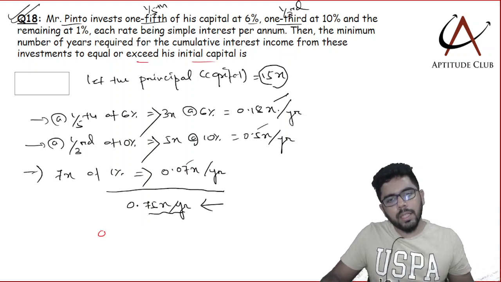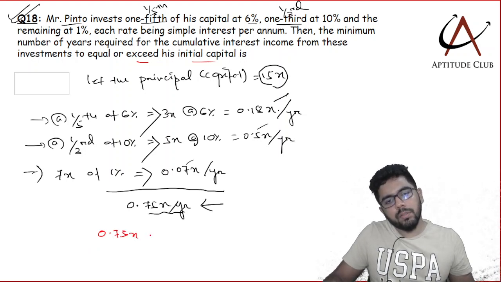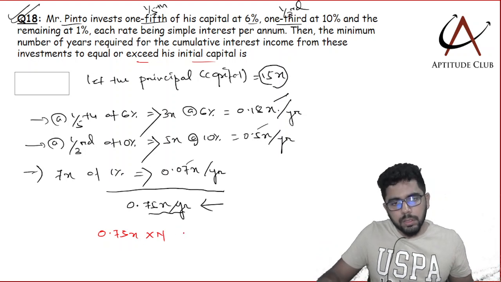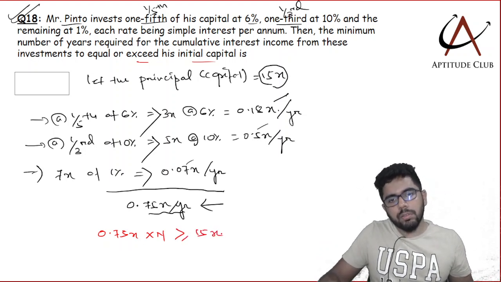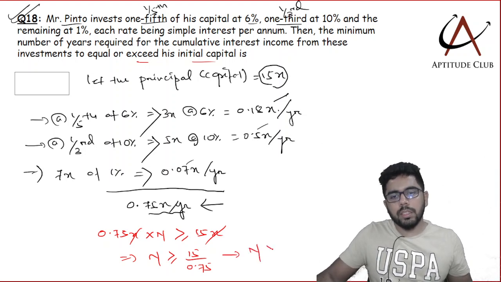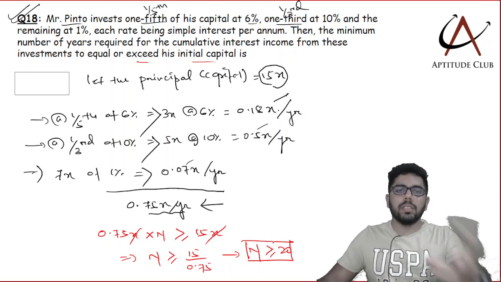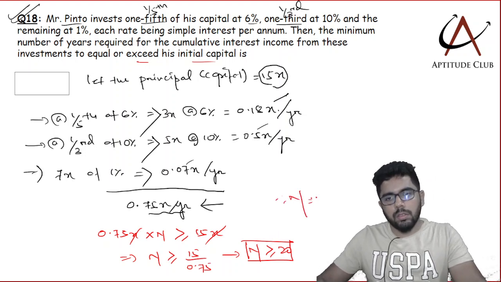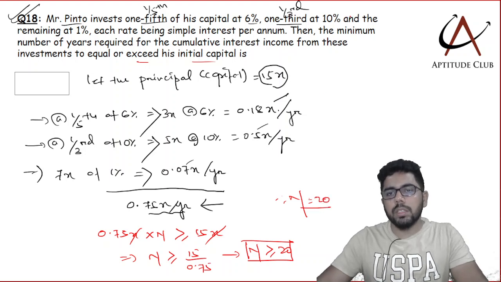So if I am taking n years, so 0.75x into n, let us say n years it exceeds the principal. So this is greater than or equal to 15x, so x gets cancelled out. N is greater than or equal to 15 by 0.75, which gives me n is greater than or equal to 20. So that means in 20 years it will exceed. I can take anything more than 20. Question is saying the minimum.